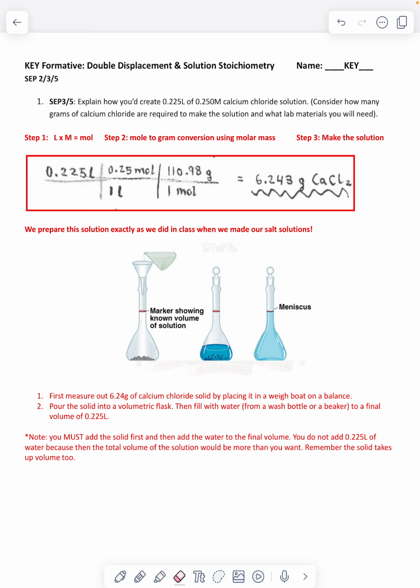And really also knowing that we have to add the solid first, because if we don't, it will overflow. So the total volume of the solution is 0.225 liters. That's with the solid and the water. So you don't add 0.225 liters of water, because if you do, the total solution will be more than what you wanted.